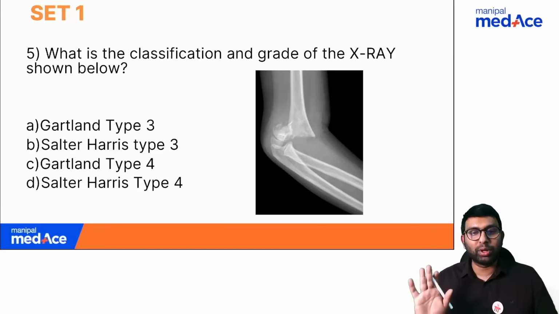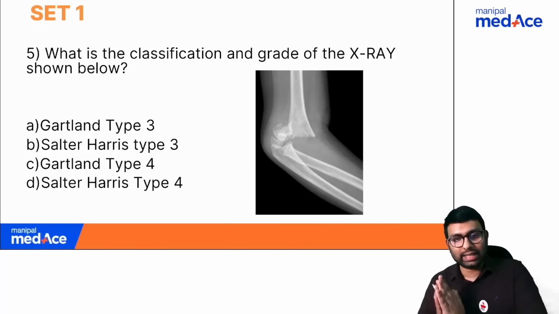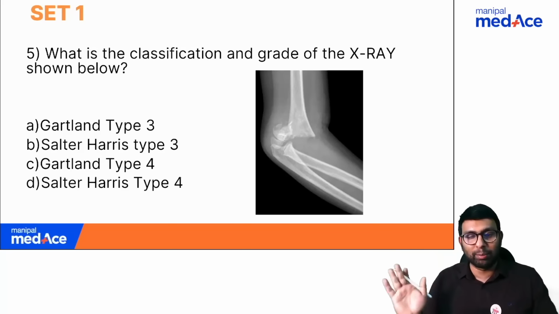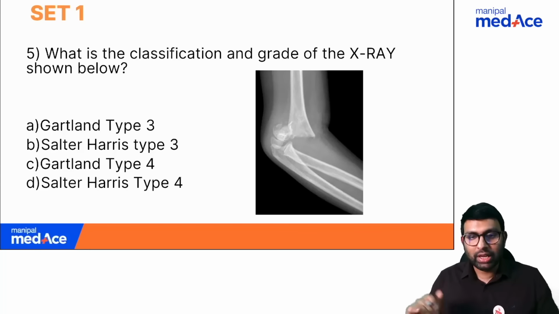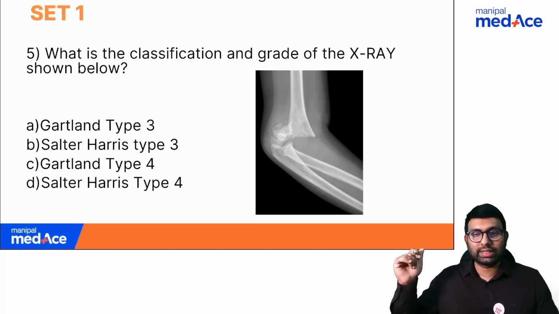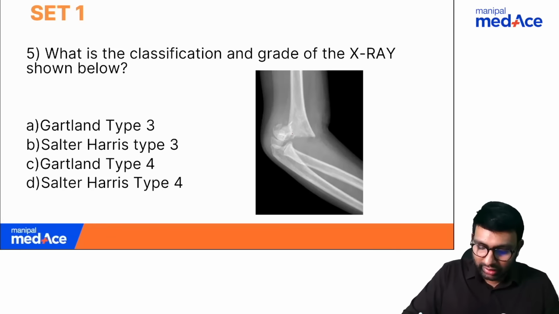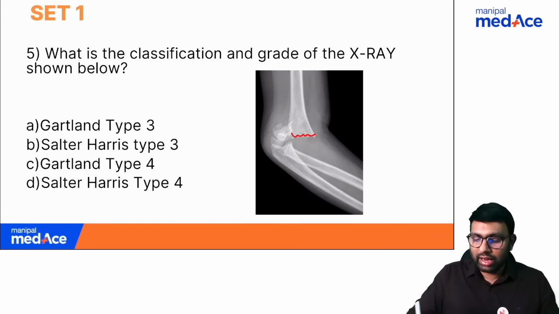Okay. Now coming to the fifth question, here again an X-ray is given. This is a lateral view of an elbow and they've asked you the classification and grade of the X-ray shown below. So if you look at this X-ray, you can notice that there is a break in the continuity. Can you see there is a break in the continuity here? And this is at the supracondylar humerus region.